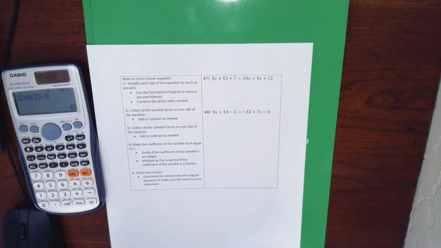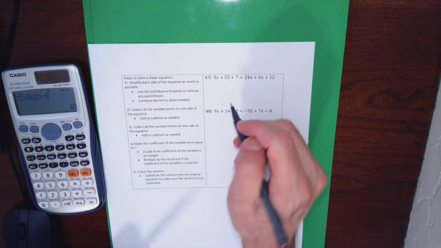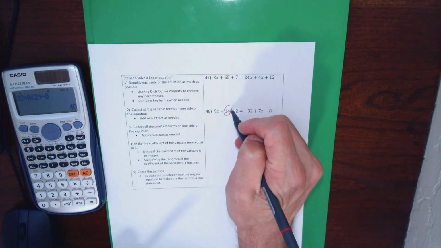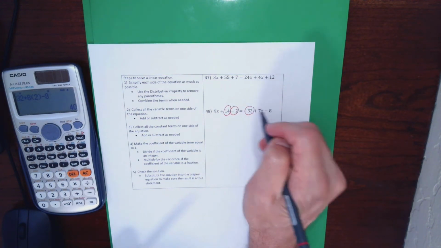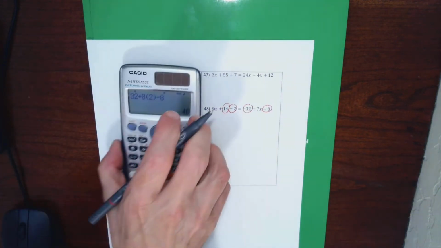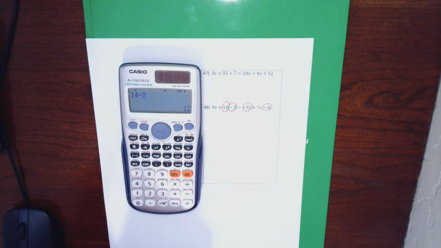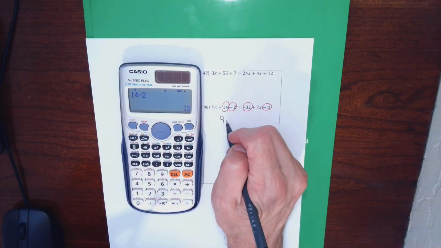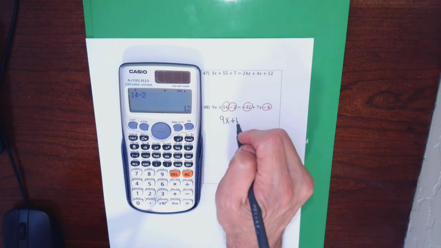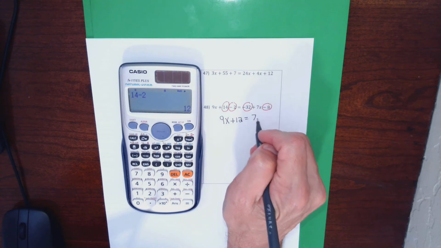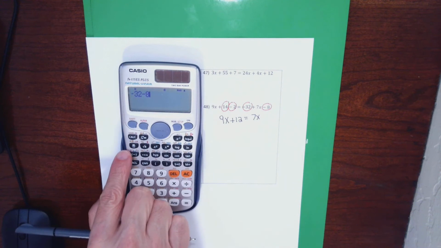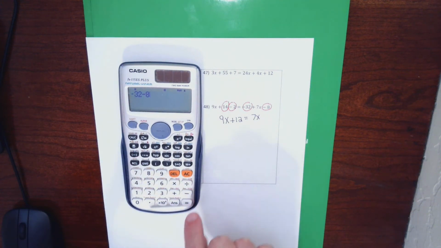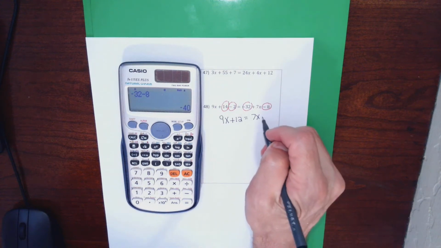47 and 48 are real similar. On 47, on the left-hand side, I need to combine the 14 and the minus 2. On the right-hand side, I need to combine the like terms of minus 32 and minus 8. So left-hand side, not calculator worthy, 14 minus 2 is 12. On the left-hand side, I'm going to write 9x, positive 12 that is. On the right-hand side, I'm not doing anything with the 7x, but negative 32 minus 8 equals, I'm just going to write minus 40.